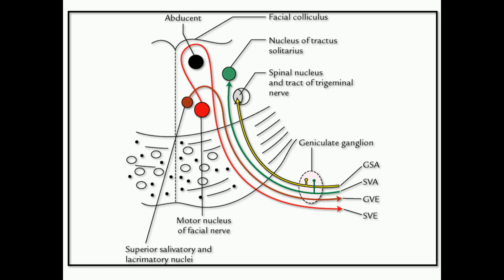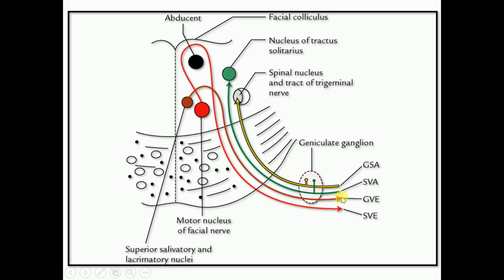Third is the special visceral afferent fibers. So they carry the special sensation of taste from the anterior two-thirds of the tongue except the vallate papillae, and also from the soft palate. So that relays within the upper part, the gustatory nucleus, within the nucleus of tractus solitarius within the brainstem.